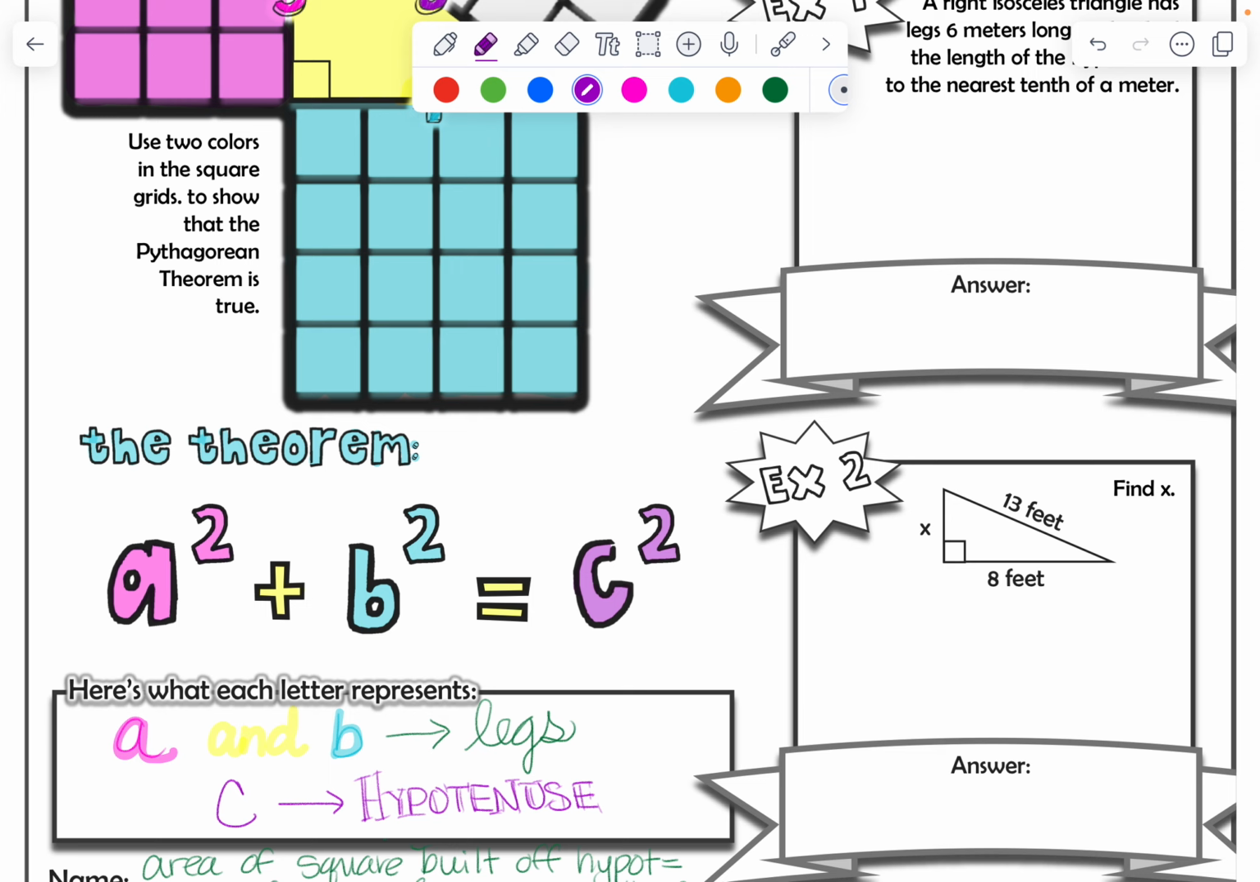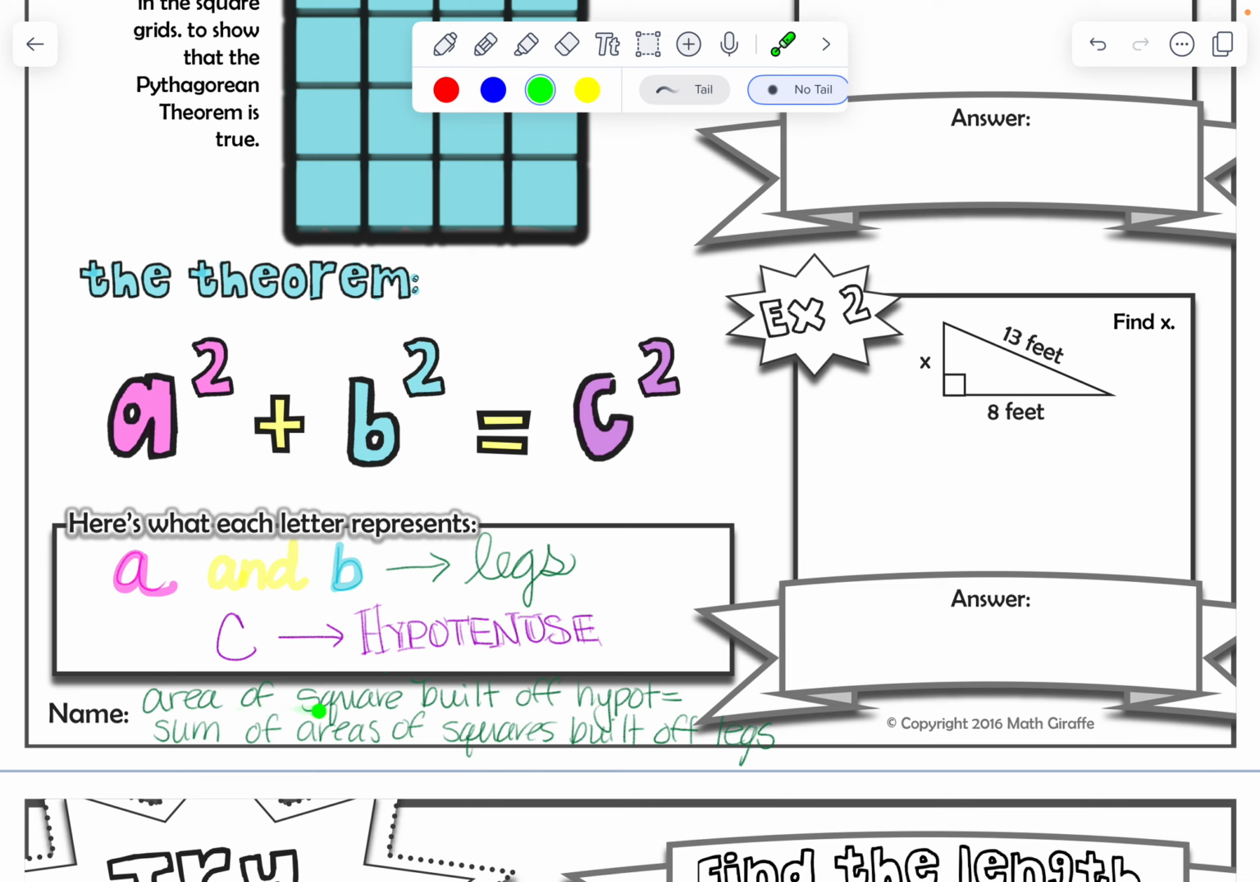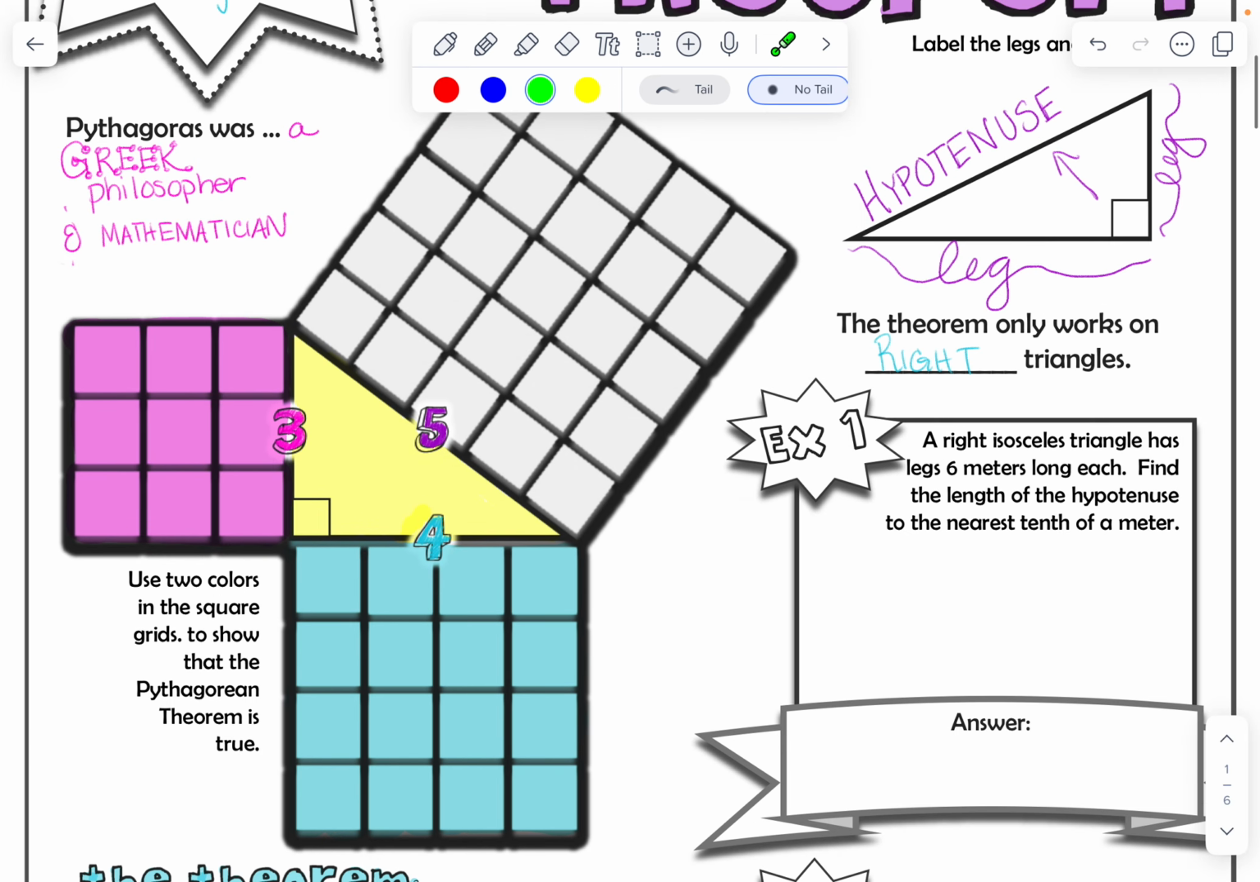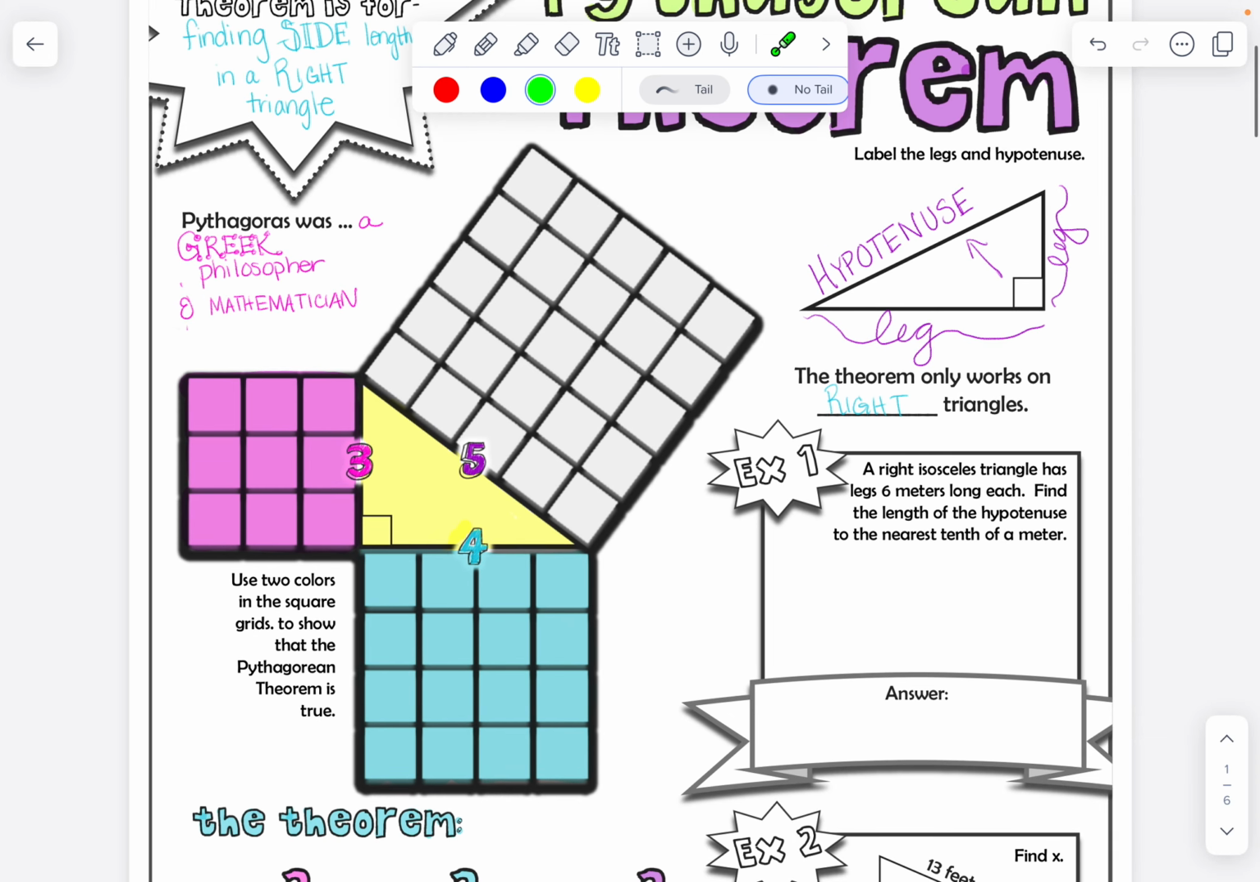So let's look at this visual representation here. We have our right triangle in the middle, the yellow right triangle. 3 and 4 are representing the legs, whereas 5 is going to be the hypotenuse. So we can build these squares off of the legs. And if I build a square off of the side length with the 3, you can see that the area of that square is 9.